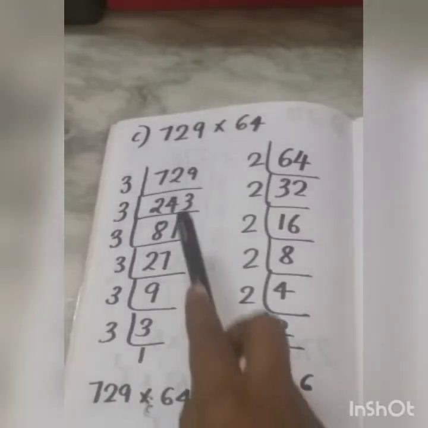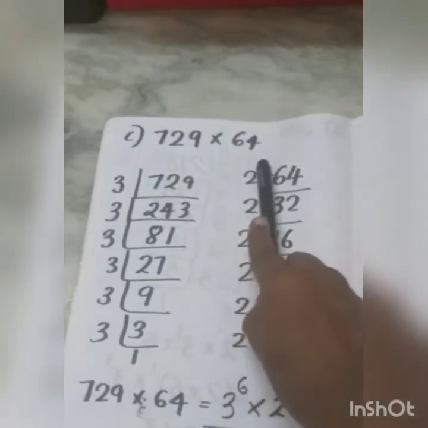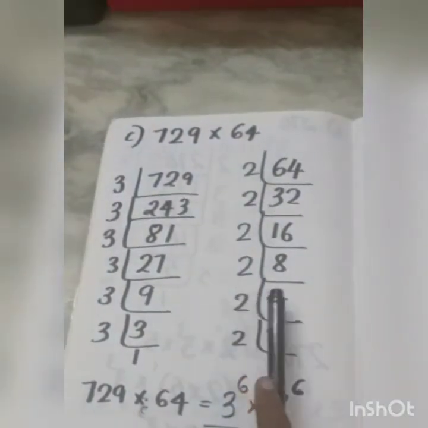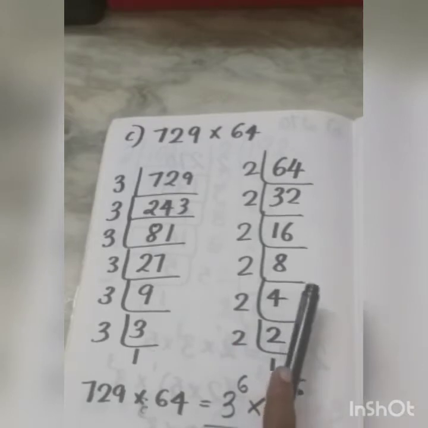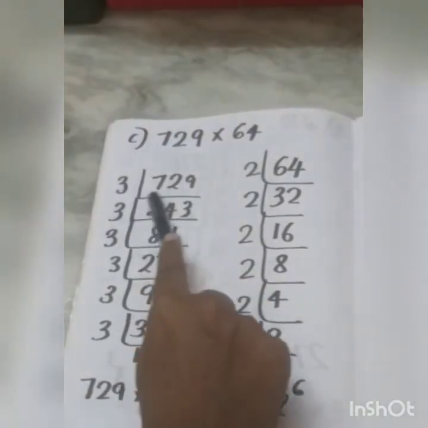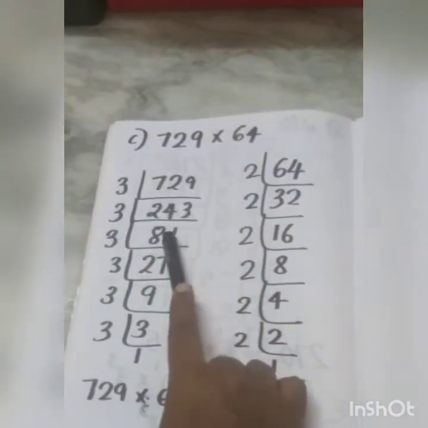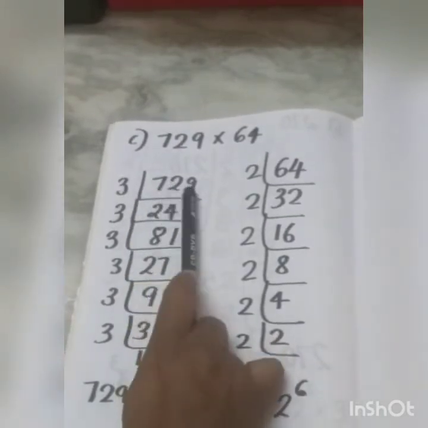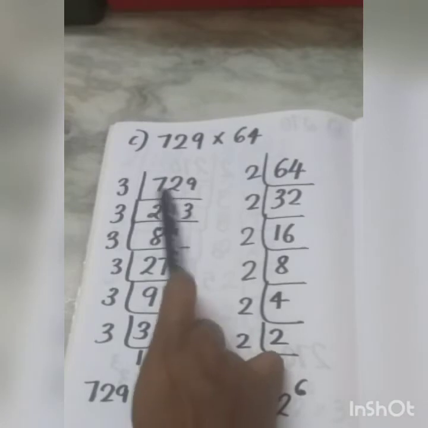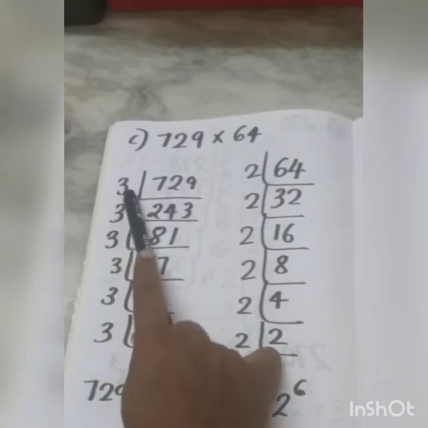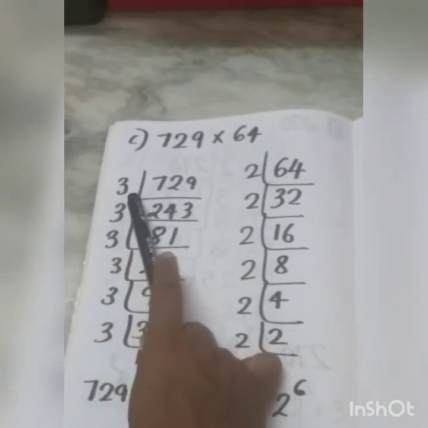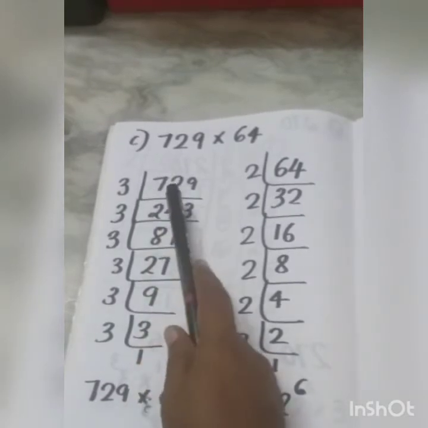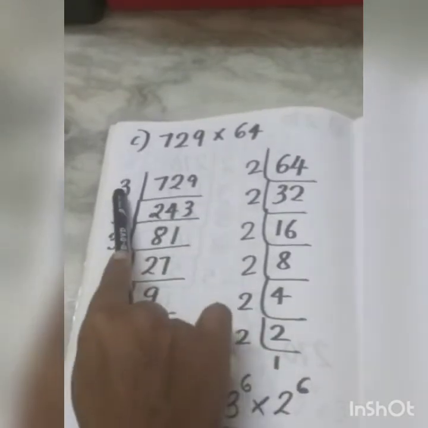Example of this type: 729 into 64. So we have to write it in the exponential form. So first prime factorizing the number 729. This is not an even number, so we cannot use 2. Now checking the divisibility of 3. 7 plus 2 is 9, 9 plus 9 is 18. 18 is a multiple of 3. That is how you check the divisibility rule. So you can apply the divisibility rule for knowing which number is divisible. So we can start with 3.